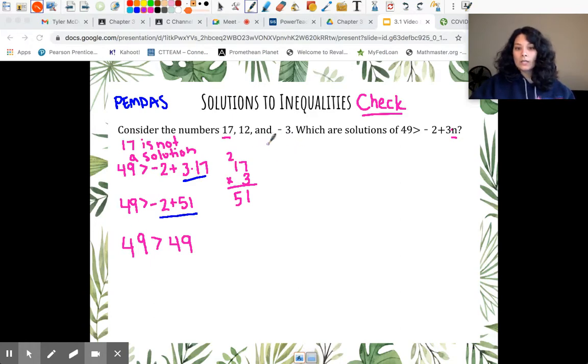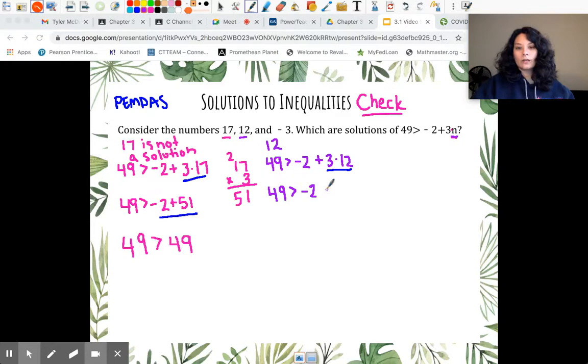All right, so we're going to test 12 next. And again, wherever I see that variable, I'm going to replace it with 12. So my inequality is going to read 49 is greater than negative 2 plus 3 times 12. Again, I'm going to have to multiply first since I multiply before I add and subtract. 3 times 12, I can do that in my head. That's going to give me 36.